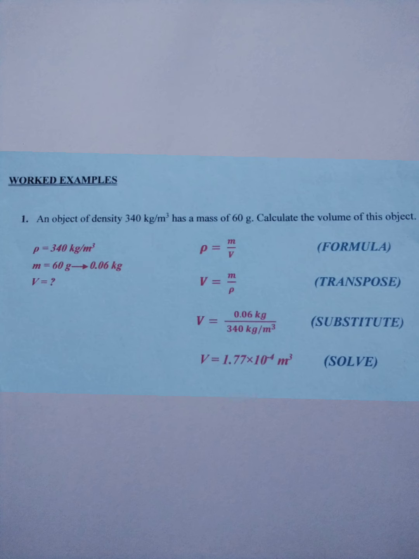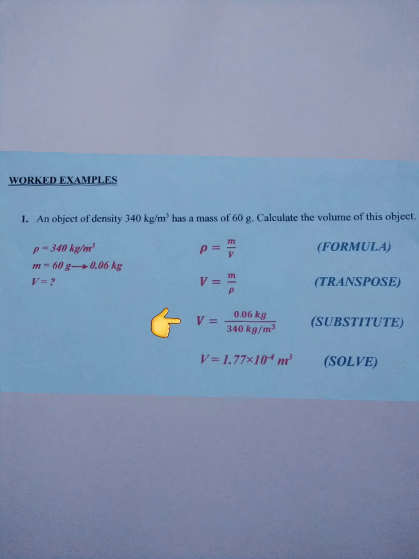The next thing to do is to write the formula for density. Density is equal to mass over volume. But because we are finding the volume and not the density, we will have to transpose this formula to make what we are finding the subject. So transposing the formula to make volume the subject gives us V equals m over rho.